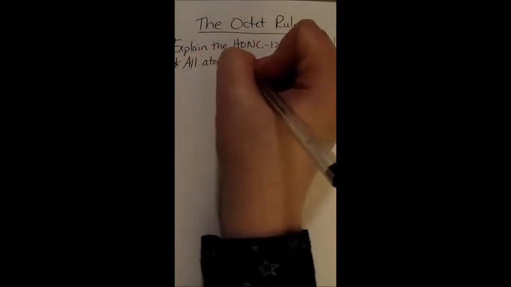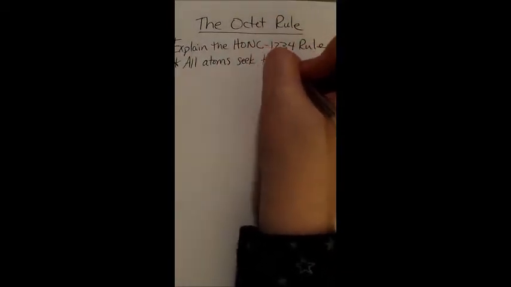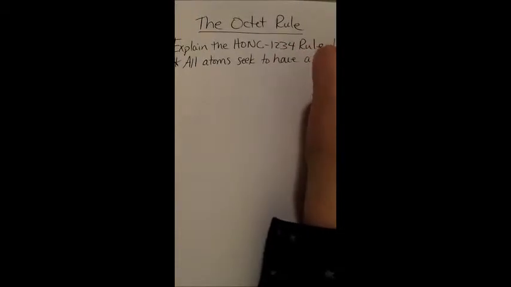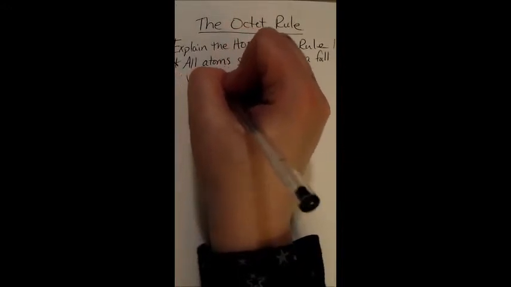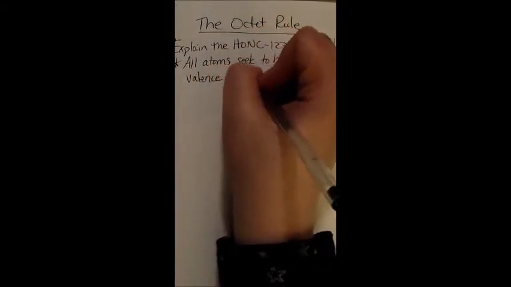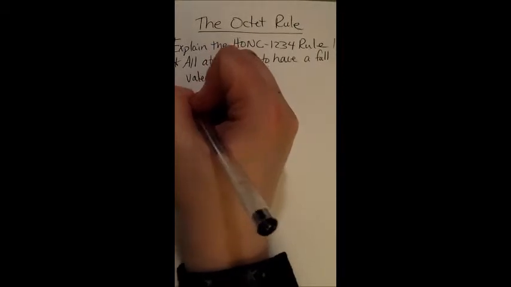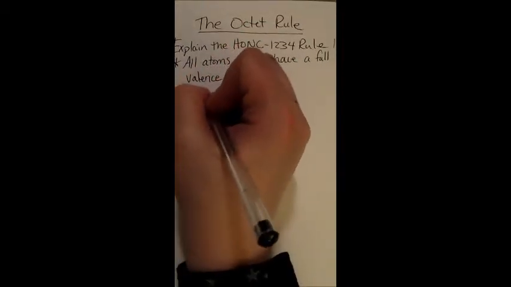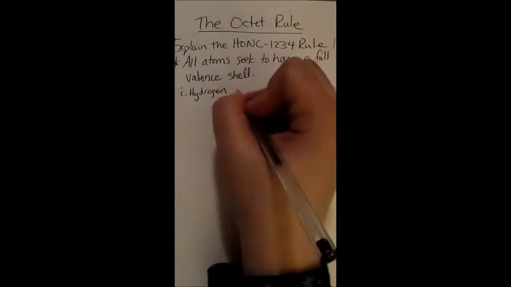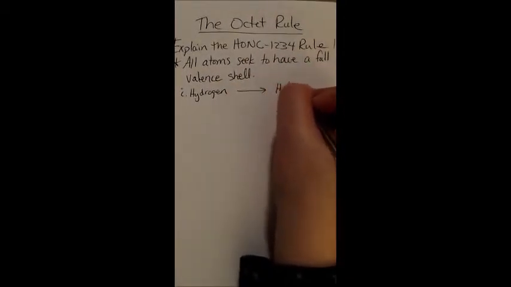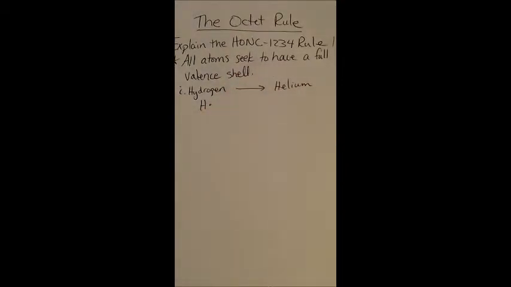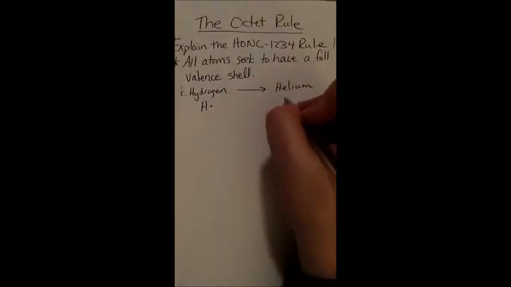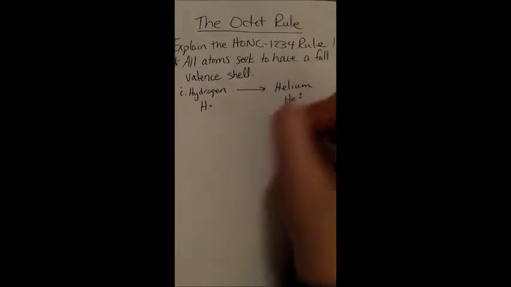Basically, it says that all atoms seek to have a full valence, so outer shell. Let's look at our examples here. So hydrogen wants to look like helium. What does that look like? Well, the Lewis dot structure says that hydrogen has 1 dot and helium has 2 dots.